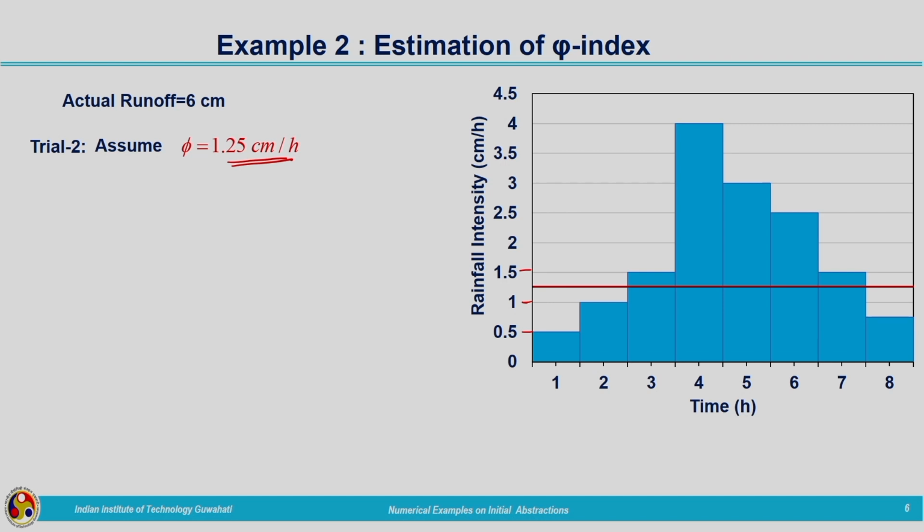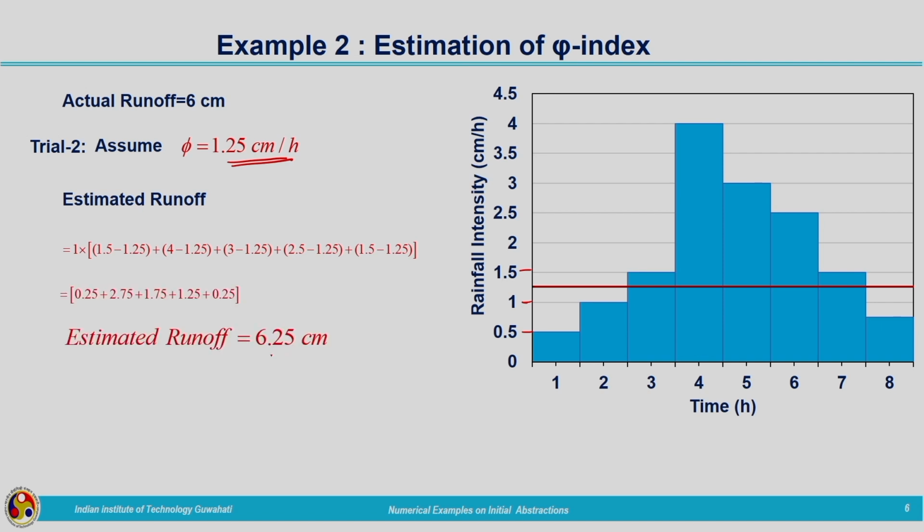Now, we will repeat the computation in a similar way as we have done previously. The estimated runoff comes out to be 6.25 centimeters. Here also, the actual runoff is 6 centimeters and our estimated value is more than the actual runoff. So, phi index should be greater than 1.25 centimeters per hour, because the abstraction should be more. Then only the calculated runoff will be less, because we need to reduce the computed runoff value for it to match the actual runoff depth.